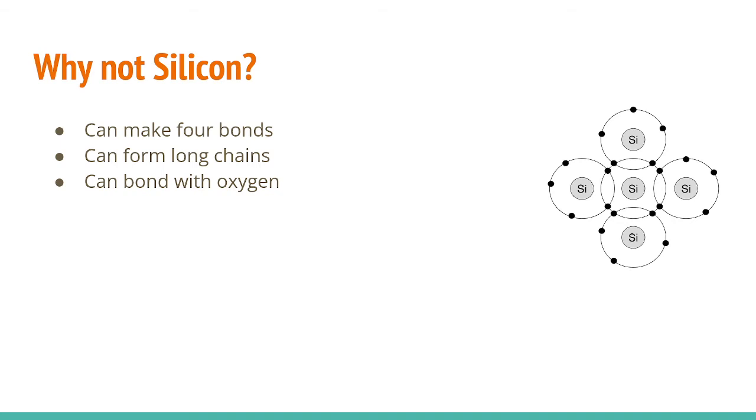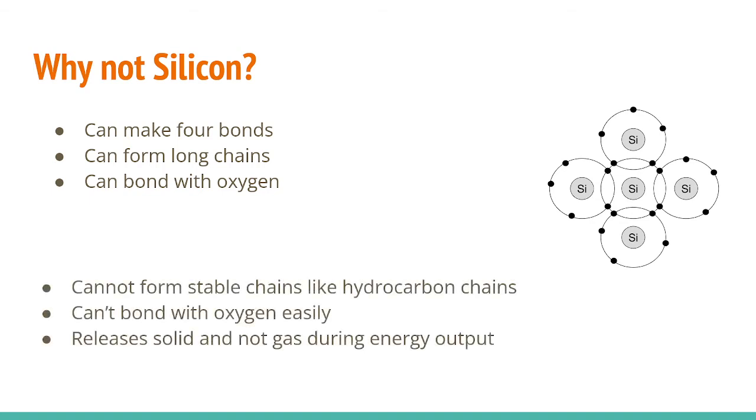Because it can make 4 bonds, it can form long chains, and it can bond with oxygen. But there is actually a reason why it wasn't the prime choice for life on Earth: it cannot form stable chains, it cannot bond with oxygen easily, even though it can, and it releases a solid and not a gas during energy output. For example, when you look at the reason, you can see why in the chain of evolution, silicon was not the prime material for life.